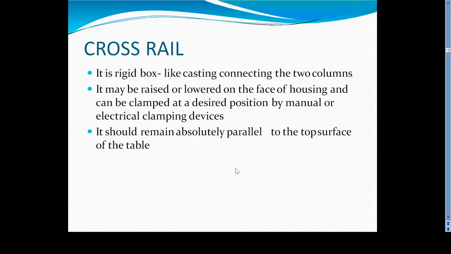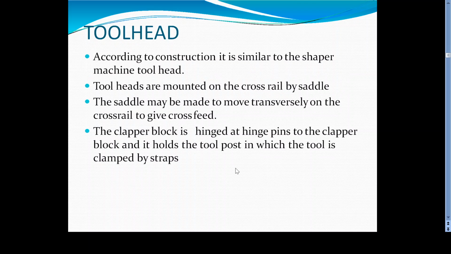Cross rail is a rigid box-like section, and it is also a casting. It may be raised or lowered on the face of the housing and can be clamped at any desired position, and it is the one which holds the tool or the tool head. The tool head, according to the construction, is similar to the shaper tool head.